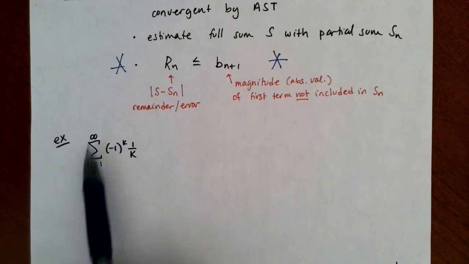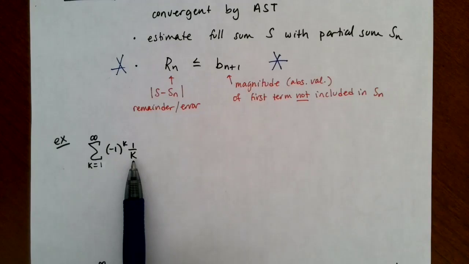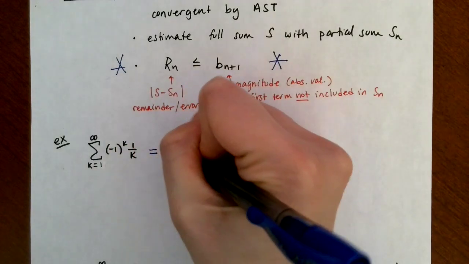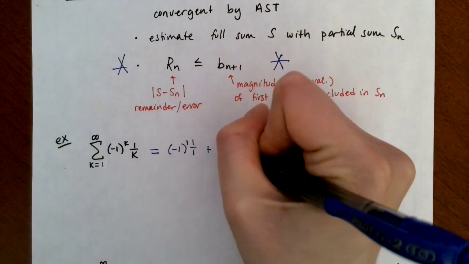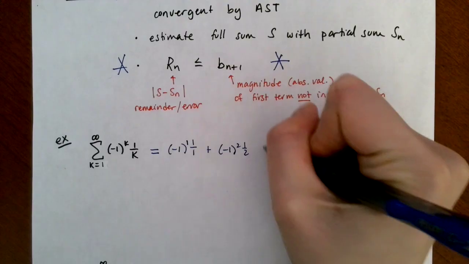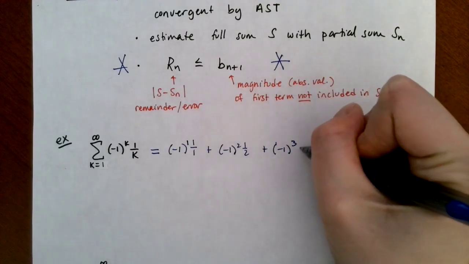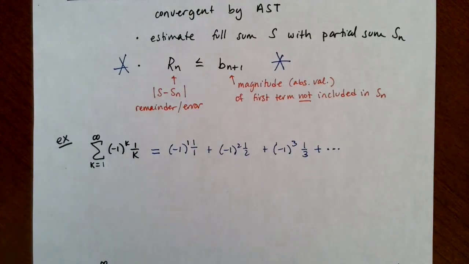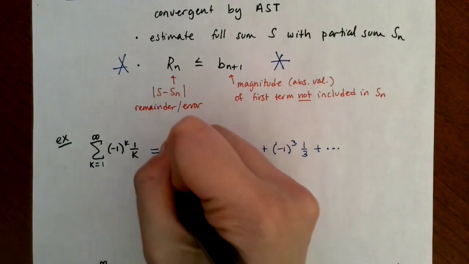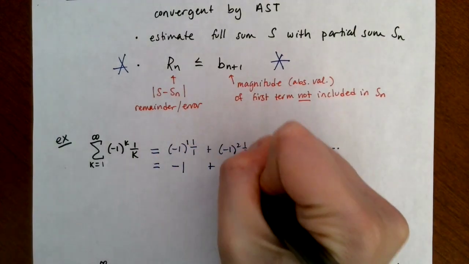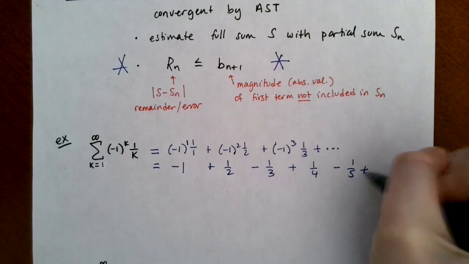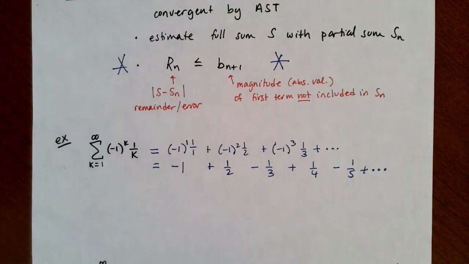Here I have the sum from k equals 1 to infinity of (-1)^k times 1 over k. This is also called the alternating harmonic series. If we plug in k equals 1, we have (-1)^1 times 1 over 1, and then we plug in k equals 2, k equals 3, and so on. If we simplify these terms, we get a good glimpse at what this series really looks like: -1 plus 1/2 minus a third, and then it would continue plus a fourth minus a fifth, and so on forever. That's your alternating harmonic series.